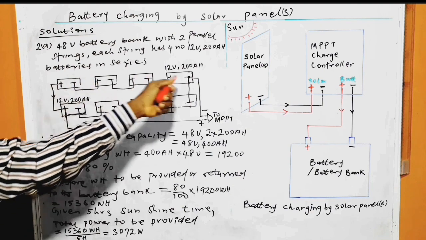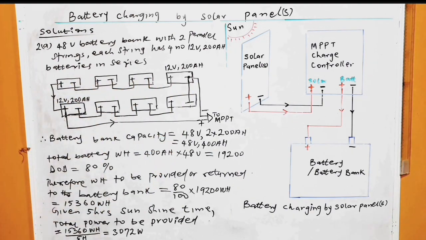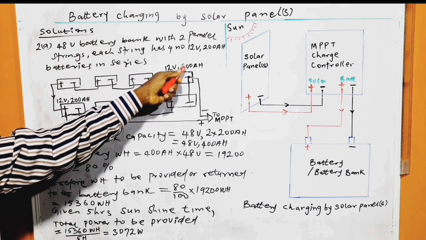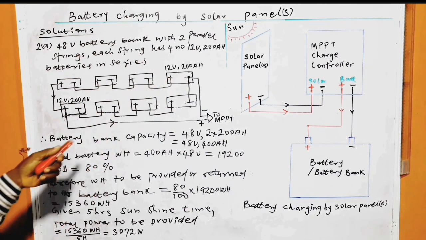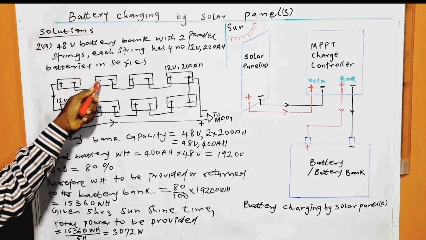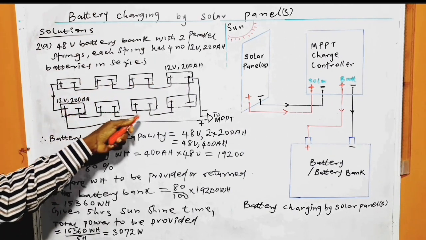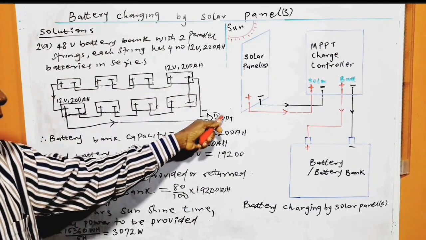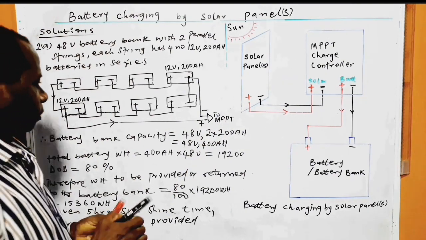These are the 2 strings, 1, 2, and then 4 batteries per string, and each of them is rated 12 volts, 200 ampere hour. That's the battery. So we now have all these ones in series, and the two strings are connected in parallel. That's why you will have this one going to the MPPT charge controller.